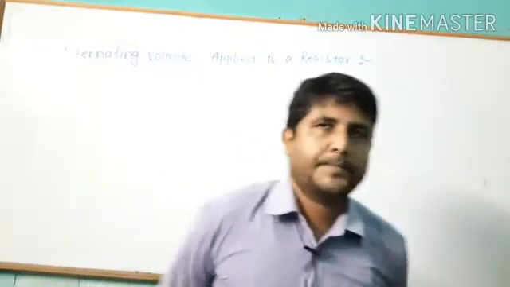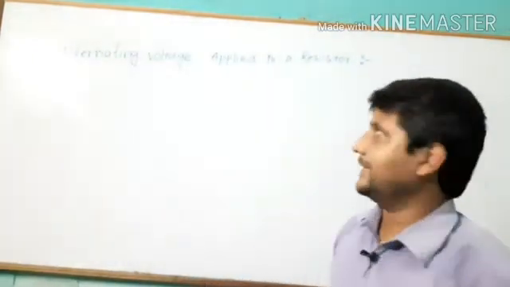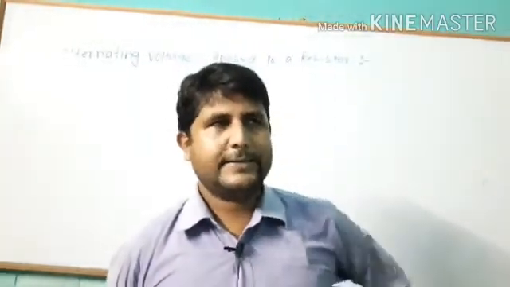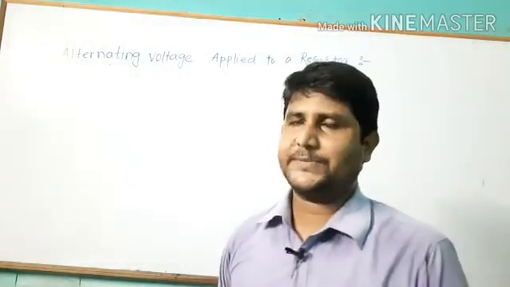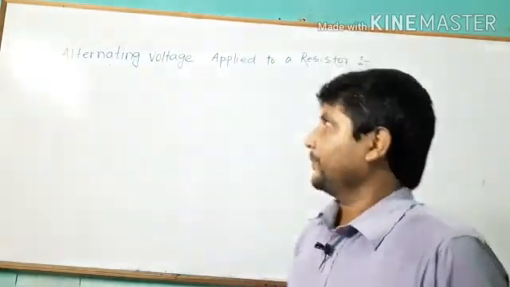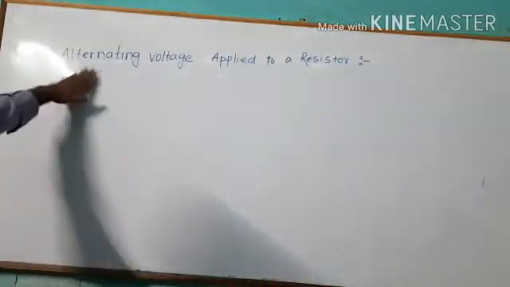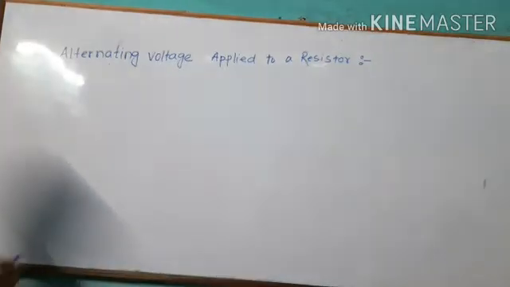In this video, we will discuss what is the effect of AC voltage or EMF when it is attached with a resistance or resistive circuit, or capacitive circuit, or inductive circuit. So let us start with AC voltage applied to a resistor, or purely resistive circuit.